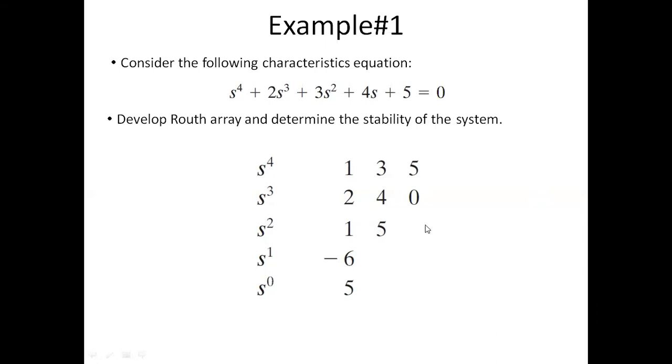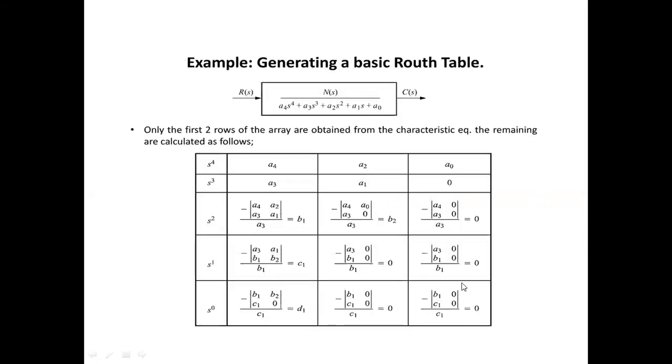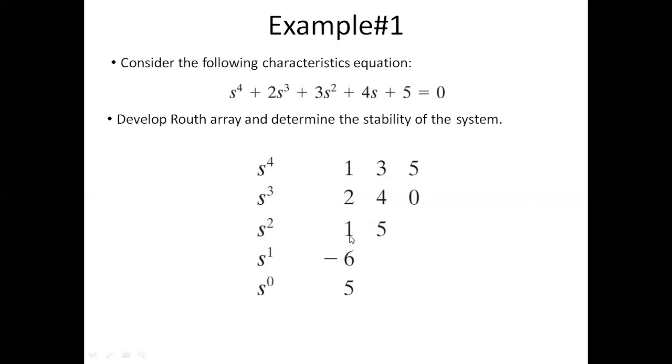Here the others are all 0, so we will not concentrate on that part because all will be 0, as we have already seen. Here it will be 1 into 0, 0, minus of minus 6 into 5, that is plus 30. Minus of plus 30 is minus 30, minus 30 by minus 6, it is plus 5. Now we will concentrate on the first column only.